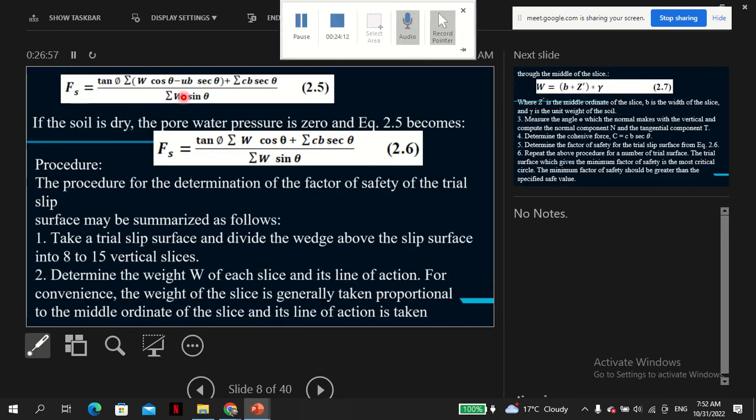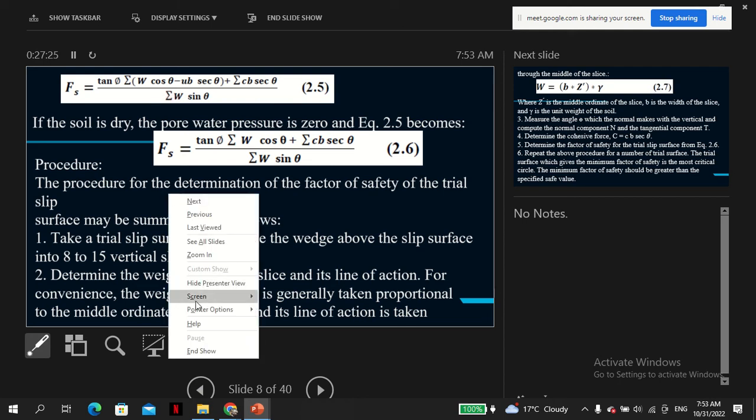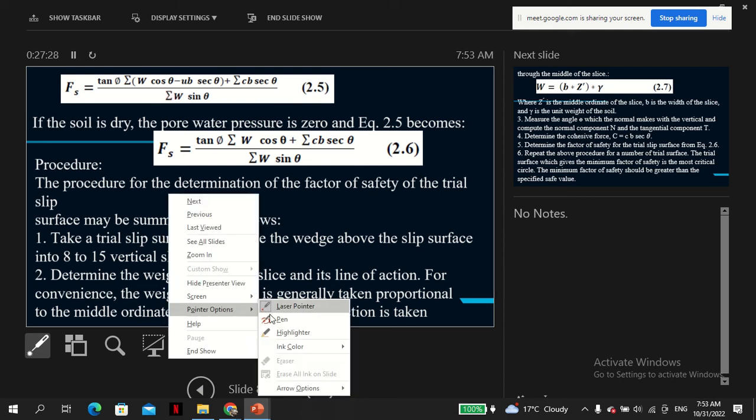So then the factor of safety is the summation of, you can see here we are subtracting the pore water, so tan phi, not theta. Please don't confuse the two. Phi is a soil parameter, and theta is the orientation. So please don't confuse those two things.